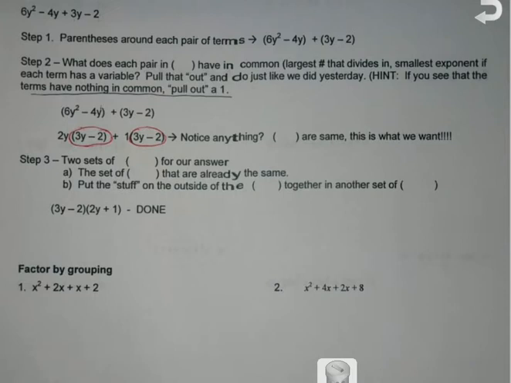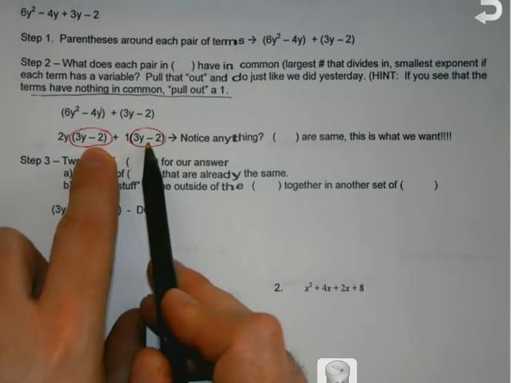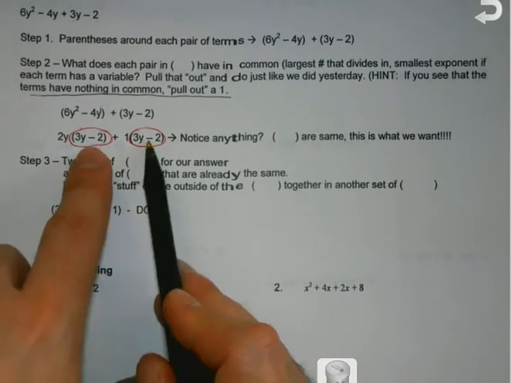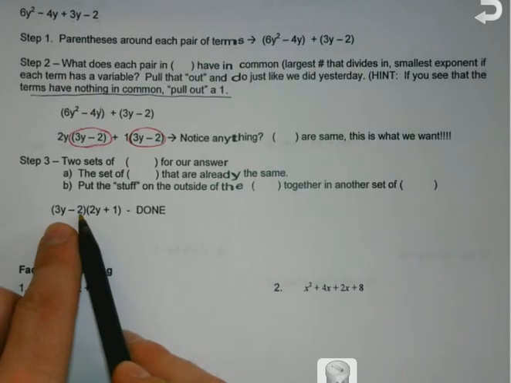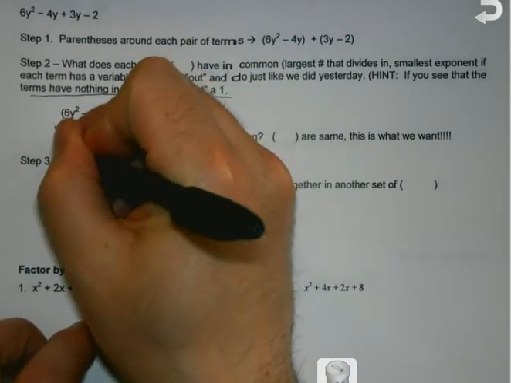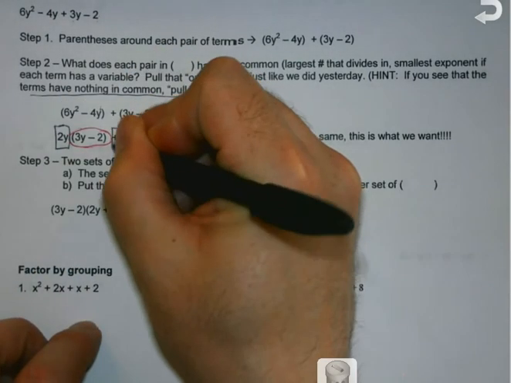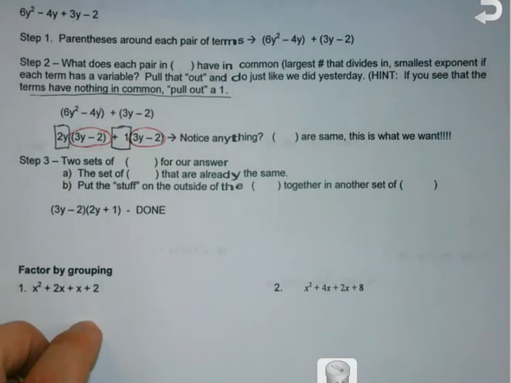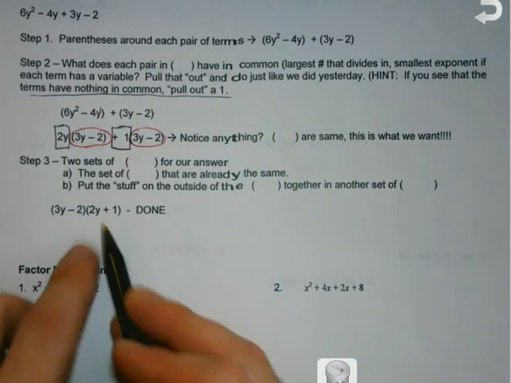So I get 2 sets of parentheses for my answer. One of them is the one that's already done for me, because these are the same. And then the other one, I just take the stuff that's outside, my leftovers, I guess you could even say, and you put them together in the other one and you're done.